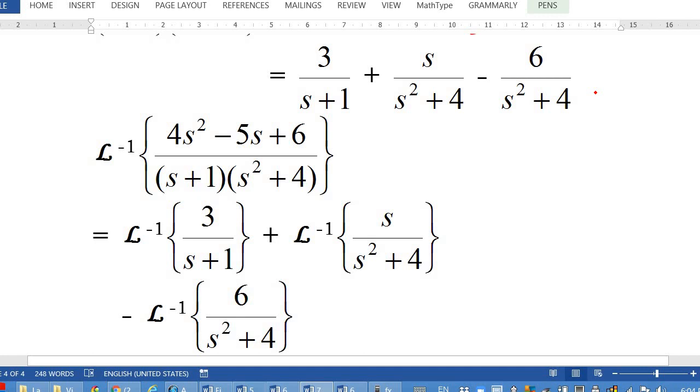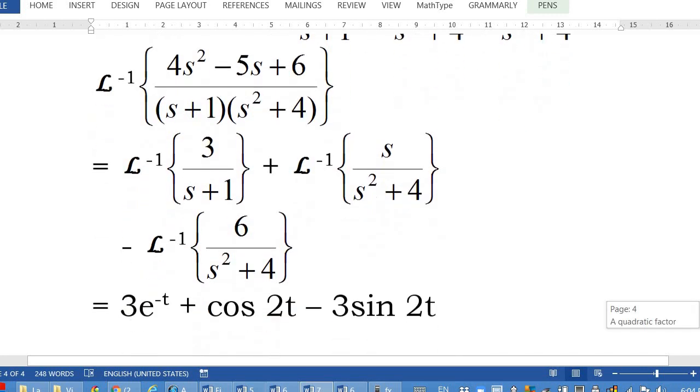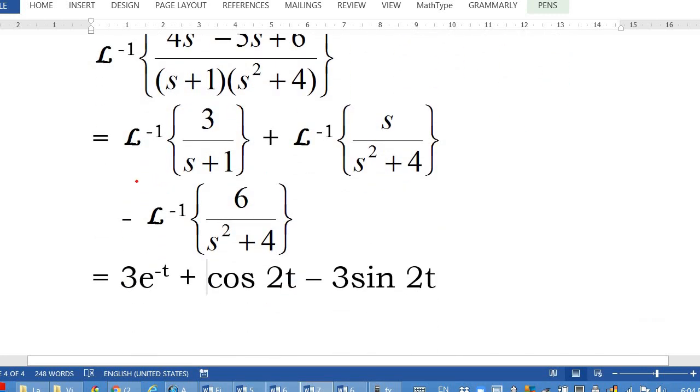Hence, using the linearity property, this fraction will be equal to the inverse Laplace of 3 over s plus 1, plus the inverse Laplace transform of s over s squared plus 4, minus the inverse Laplace transform of 6 over s squared plus 4. For the first term, the inverse Laplace of 3 over s plus 1, you get 3 e to the negative t. For the second term, we have s, so this is cos 2t.